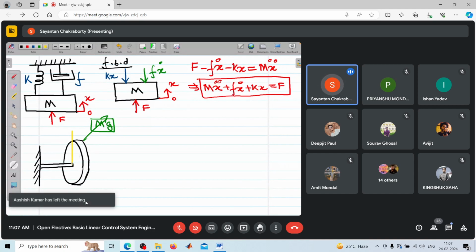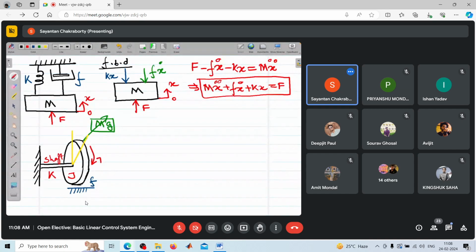So at any point of time, we can consider that this shaft of stiffness k and an inertia J is rotating in a viscous medium with viscous friction coefficient f under the influence of a torque T that produces an angular displacement theta and an angular velocity, say omega.